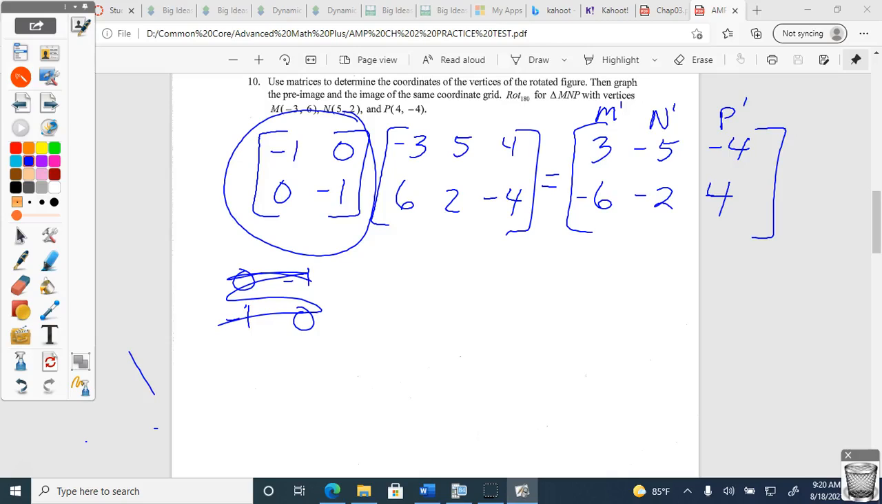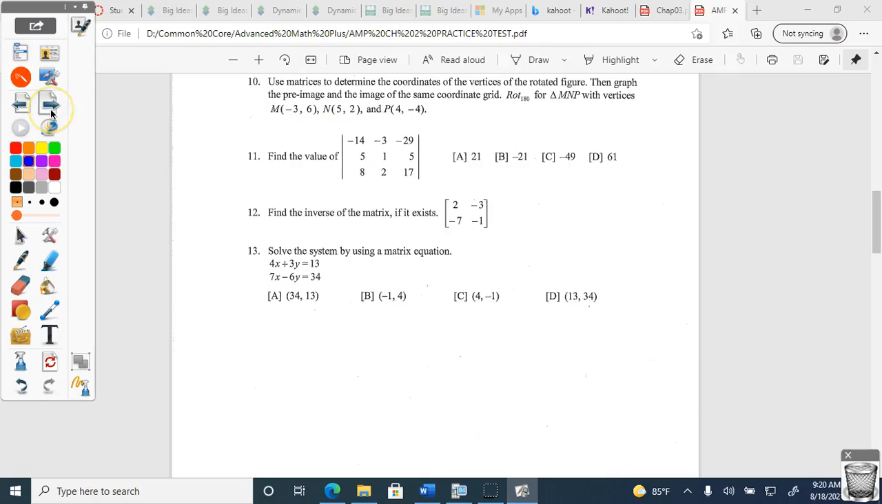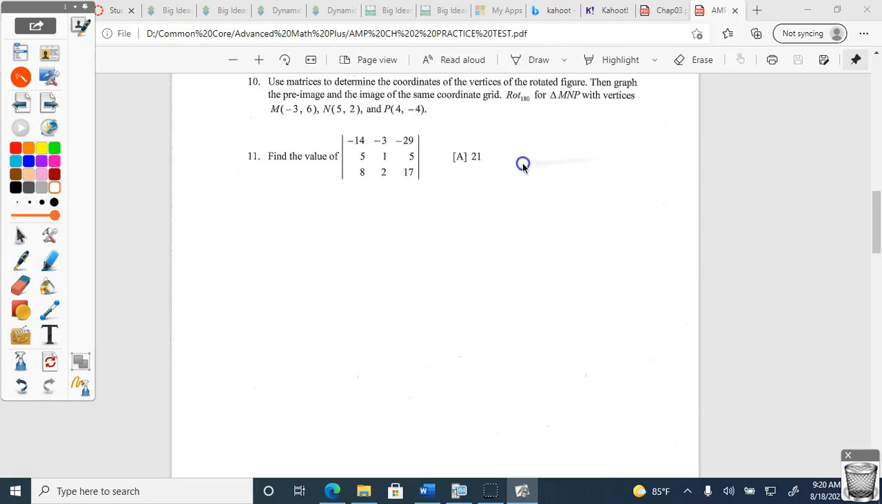You can always graph the points and then see where it takes you. Or you can always multiply the long way. You can just plug it in and check it. Yeah. All right, 11. What are we finding here? The determinant. Okay, again, they give you options. You won't have options. Sorry.